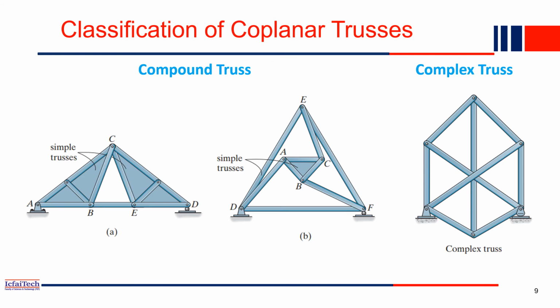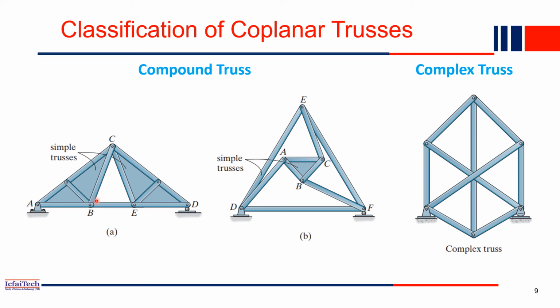Next one is compound truss. What is a compound truss? A compound truss is when you connect two or three more simple trusses and make a compound truss. For example, in this one, A, B, C, D is one simple truss. In the same case, here also we have a simple truss. So two simple trusses we connected and we made our compound truss.